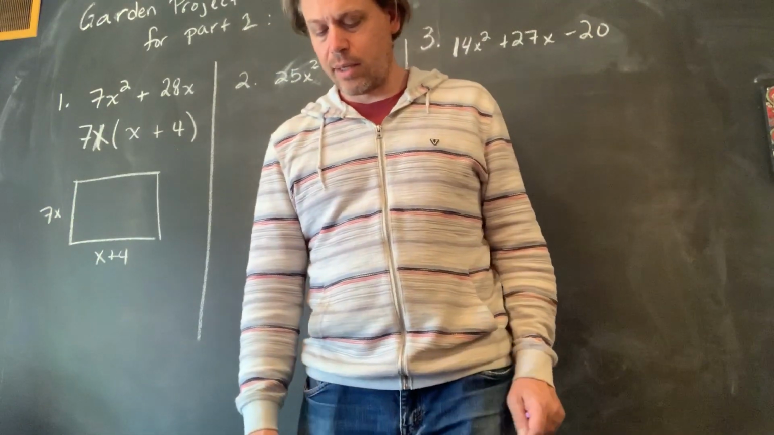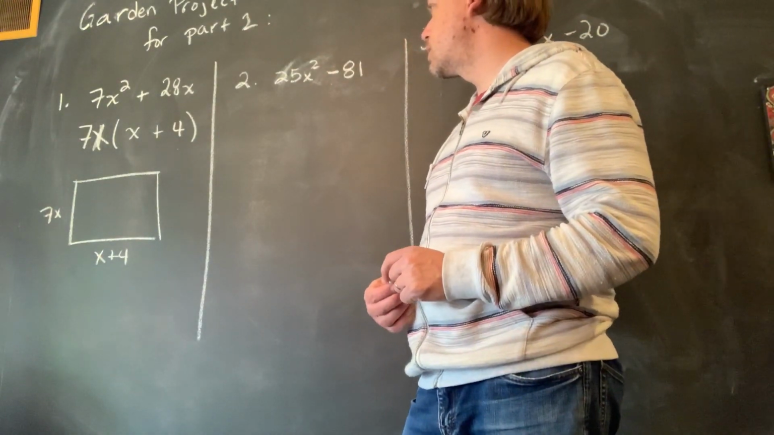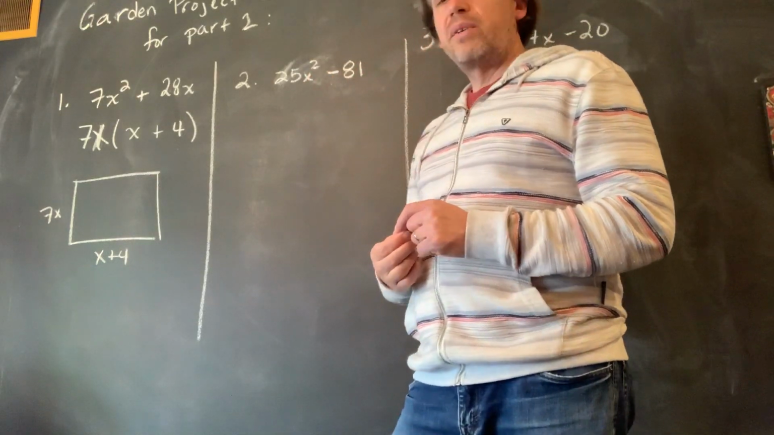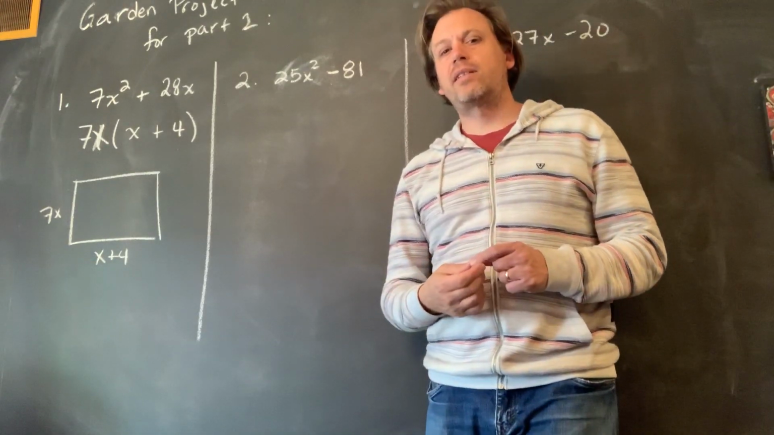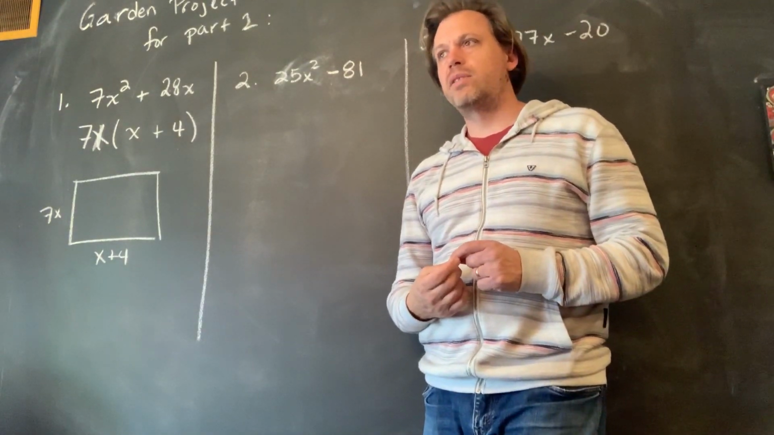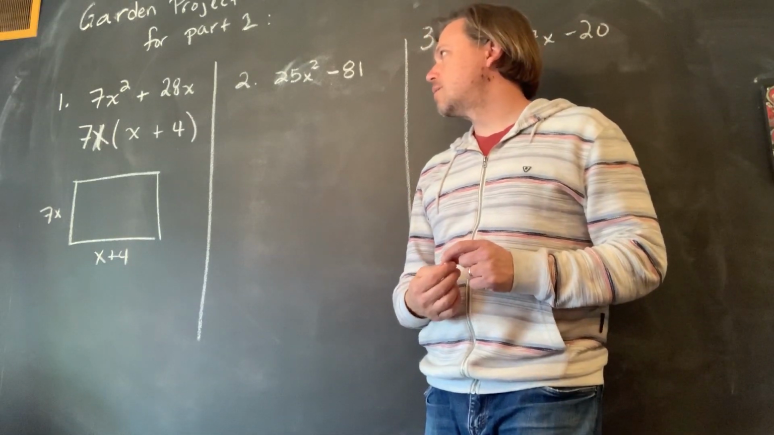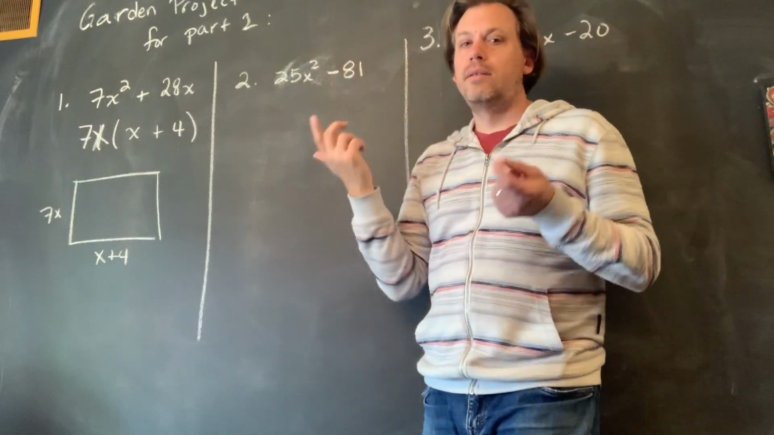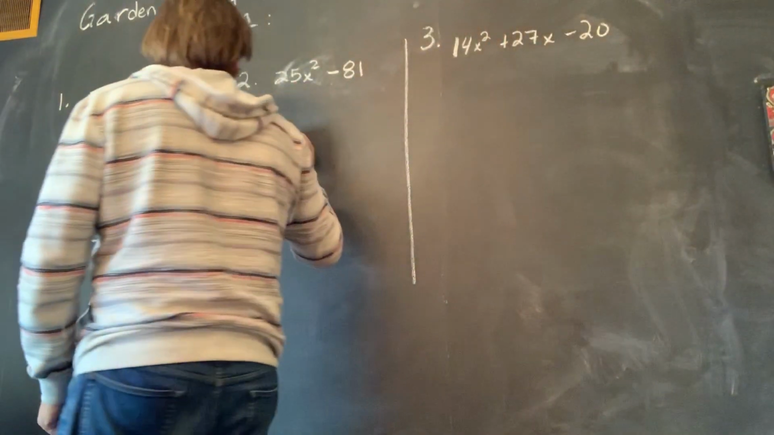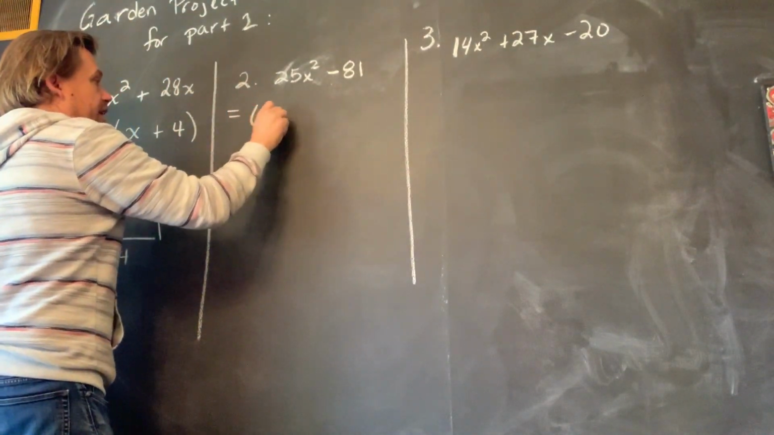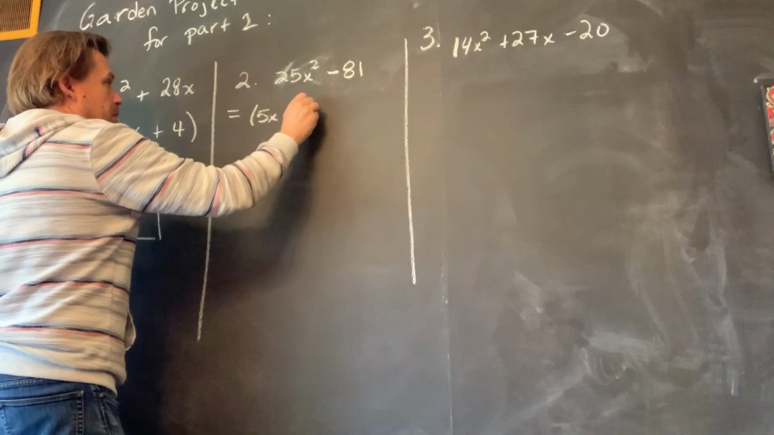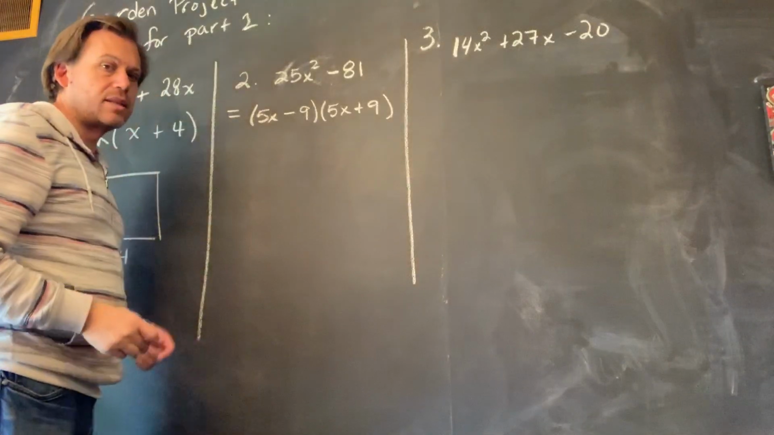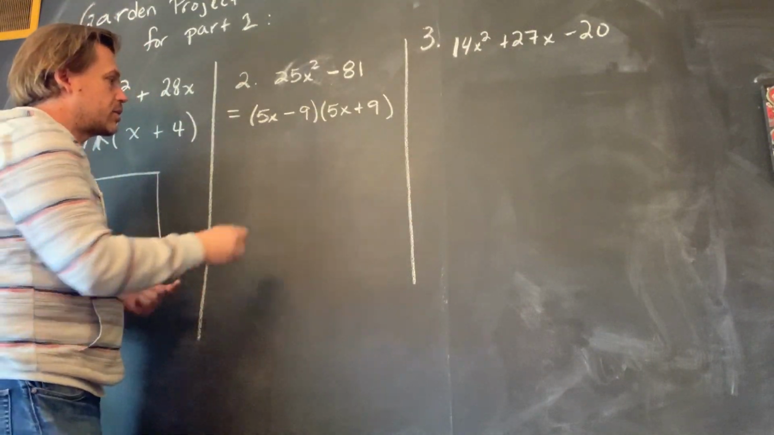Okay, and so then another polynomial they had was a difference of 2 squares. This one's 25x squared minus 81. Well, they're both perfect squares, so I can factor them using that difference of 2 squares, and that's going to be square root of 25x squared is 5x, the square root of 81 is 9, so it factors 5x minus 9 times 5x plus 9. That's the pattern that we learned. And then those are the dimensions.